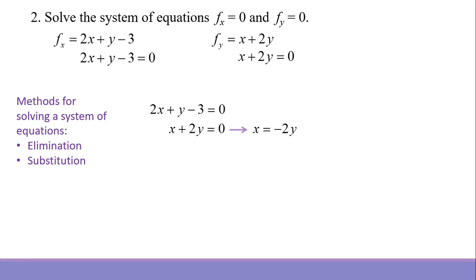Let's take the second equation and solve it for x. And then since x equals negative 2y, we'll substitute negative 2y in the first equation for x. And then we'll solve that equation for y.